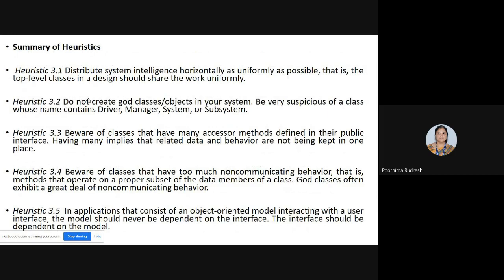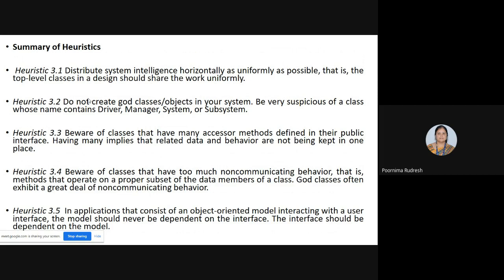Heuristic 3.1 says to distribute system intelligence horizontally as uniformly as possible. That is, the top level classes in the design should share the work uniformly. And 3.2 says do not create guard classes or objects in your system. Be very suspicious of a class whose name contains driver, manager, system, or subsystem. 3.3 says beware of classes that have many accessor methods defined in their public interface. Having many implies that related data and behavior are not kept in one place.